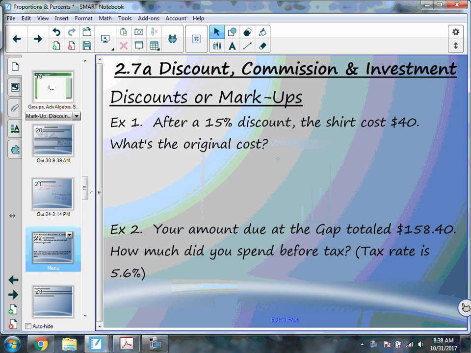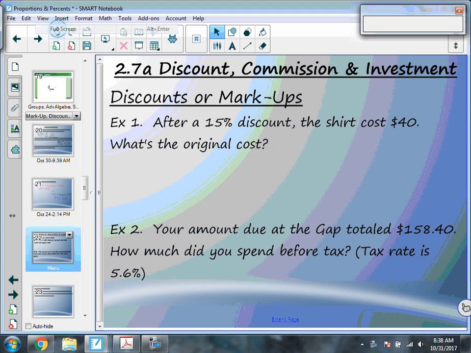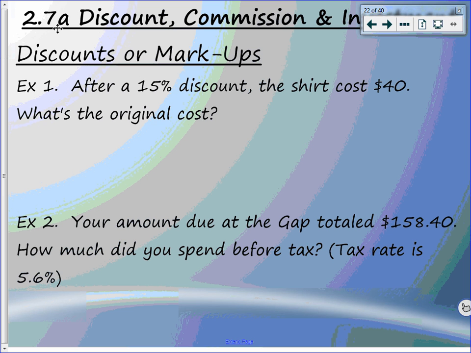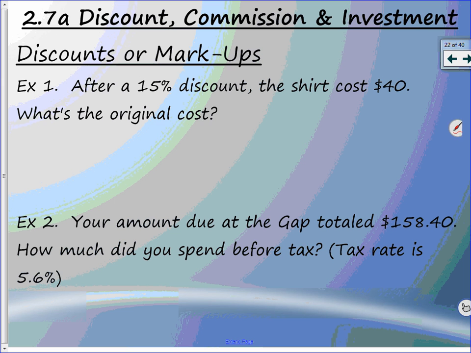All right. So the problems we're going to focus on, and again, the common theme in this particular lesson group that we're doing, is they're all going to have percents in them. So it's going to be mostly application type problems. So we have, after a 15% discount, a shirt costs $40. What's the original cost of the shirt?